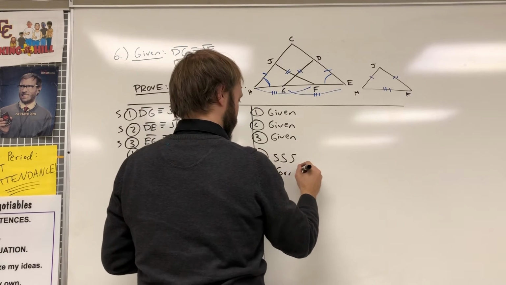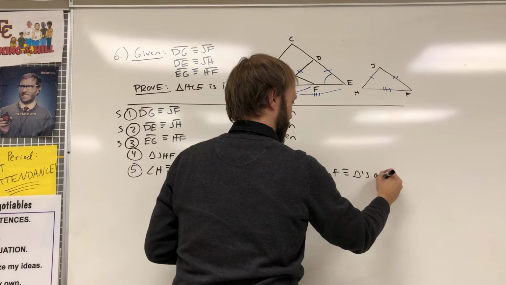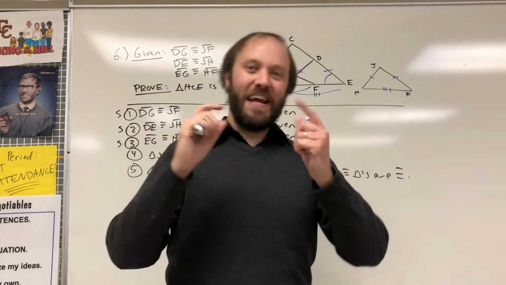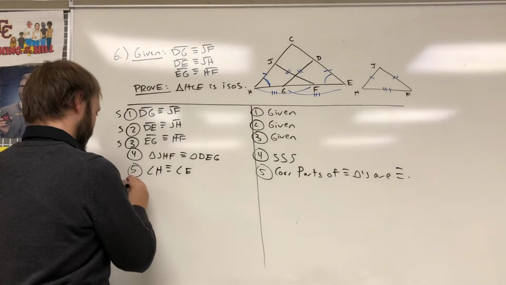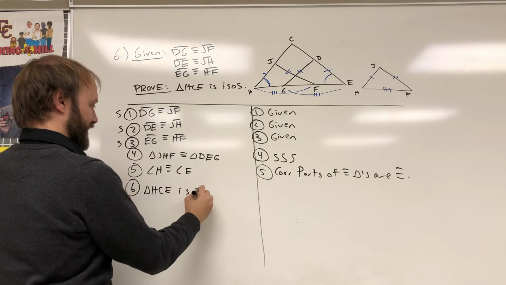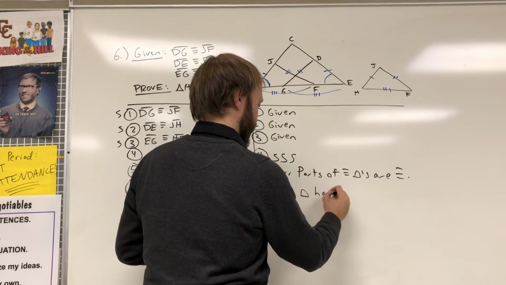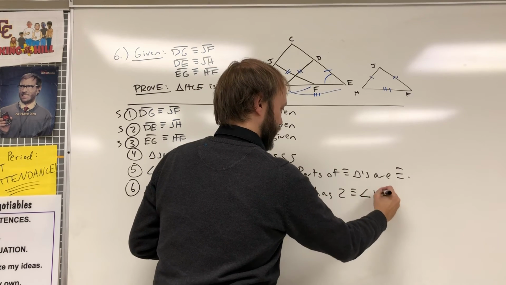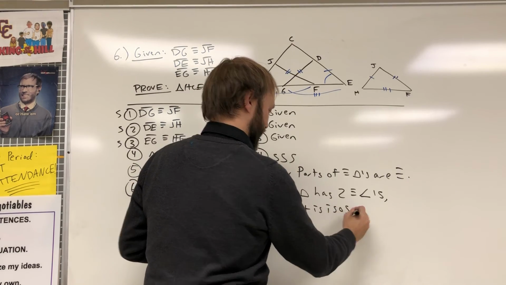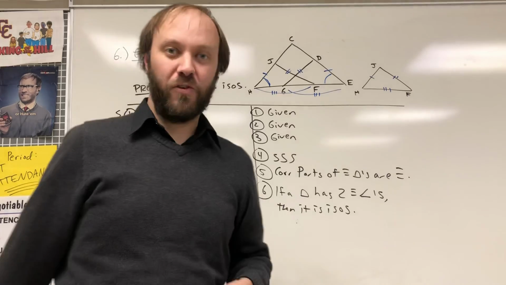because corresponding parts of congruent triangles are congruent, and we've got a triangle with two congruent angles. It's isosceles. So I can close it out. Triangle HCE is isosceles. Reason being, if a triangle has two congruent angles, then it is isosceles. So pretty quick proof there if you notice that they're basically handing you congruent triangles.